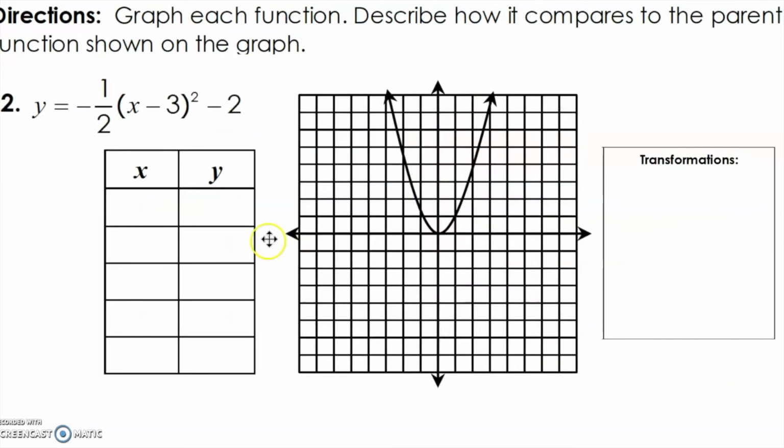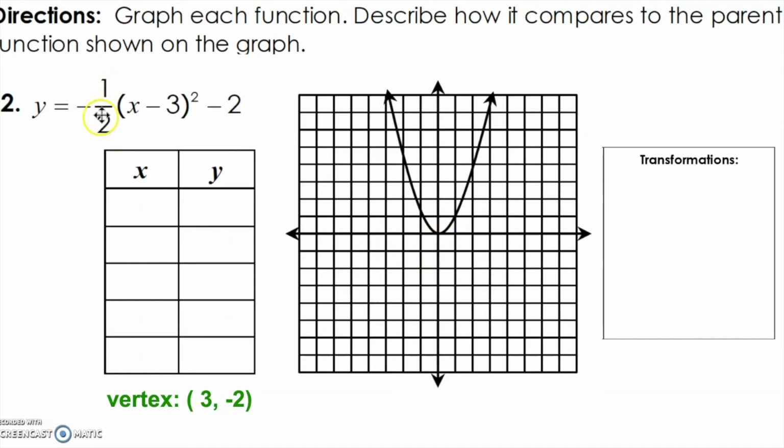All right, let's take a look at this problem. We have negative 1/2 for A, we have 3 for H, and negative 2 for K. So we know our H and K values tell us how we're going to shift left or right, or up or down. So the 3 for H, we know we're going to shift to the right 3. We know for our K value of negative 2, that's going to shift down 2. Is this parabola going to open up or down? Because our A value is negative, we know this parabola is going to open down. So we know that reflection is going to happen.